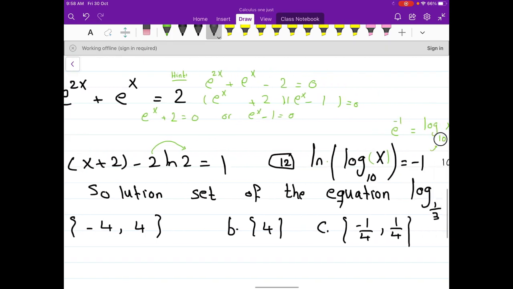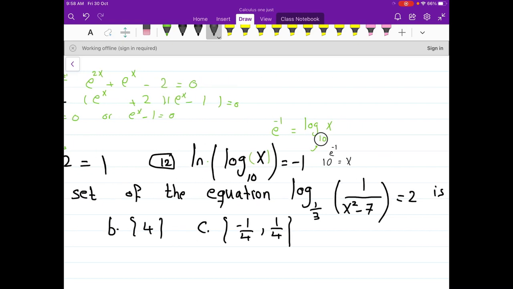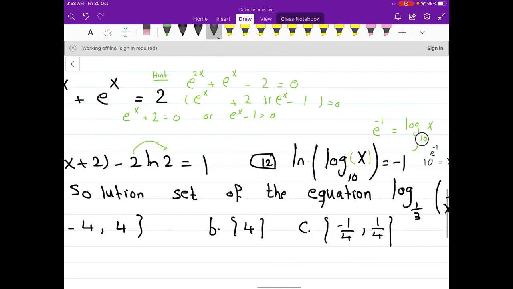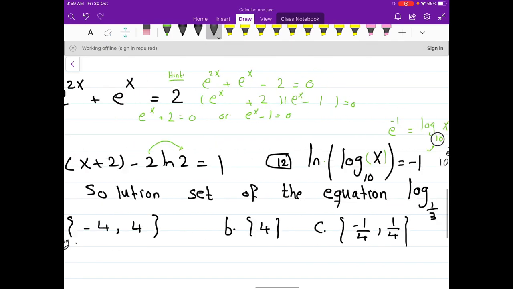And the last one, the solution set of the equation log of 1 over x squared minus 7 equals 2 for the base 1 over 3. I gave you the answer and this is the correct answer, but you need to think about why this is true. Check.